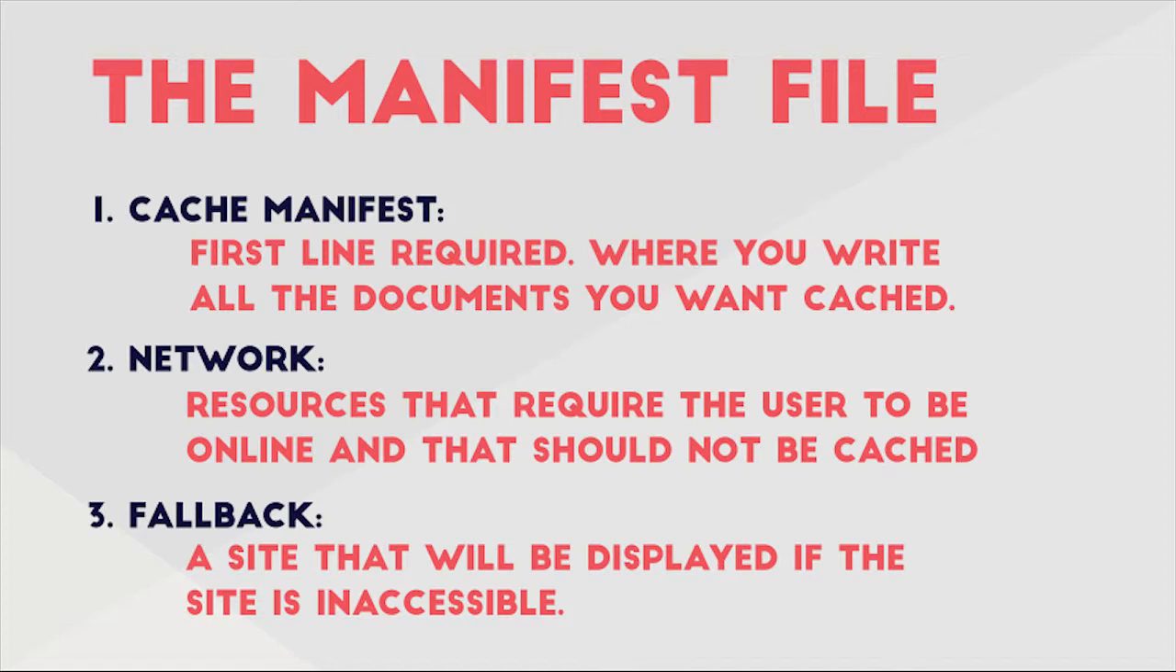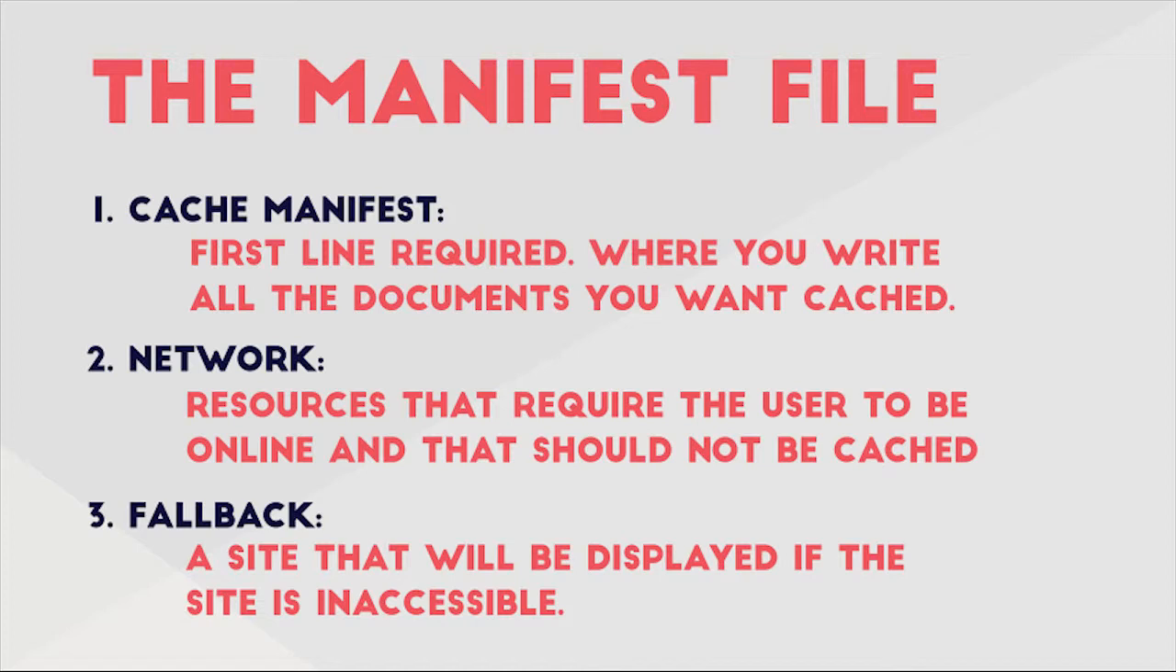Network is where you list any resources that cannot be accessed offline and will not be cached. This is the most useful for pages where you're accessing data from a database or for pages where the content changes frequently. Putting an asterisk instead of listing pages individually is basically telling the browser to never cache pages except for the pages that you've listed in the cache section.